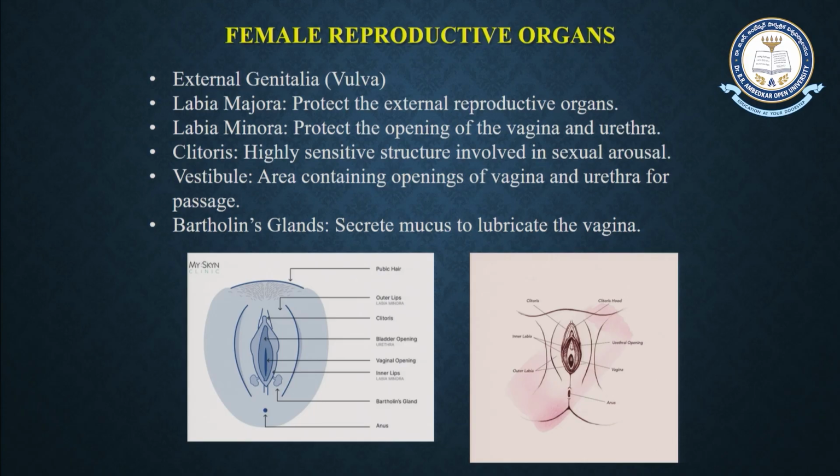Then clitoris is the highly sensitive structure involved in sexual arousal. It is present at the upper part where the labia minora meets. Then vestibule is the area containing the opening of vagina and the urethra for passage of urine via the urethra and fetus from the vaginal passage. Bartholin glands secrete mucus to lubricate the vagina.